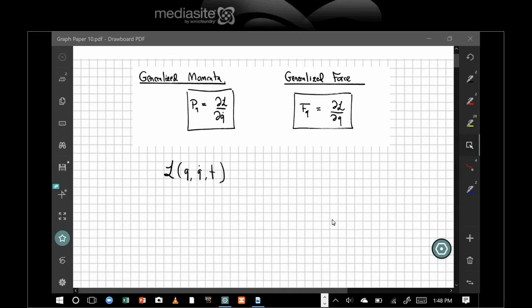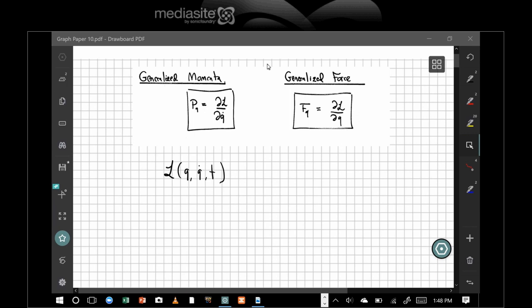I'd like to talk about today generalized momenta, generalized force, and the concept of a cyclic coordinate. So what we're going to do is, using our Lagrangian formalism, define a generalized force and generalized momentum. So these are the definitions. I'm going to define a generalized momentum, P sub q, as the partial of L with respect to q dot. And then I'm going to define a generalized force, F sub q, as the partial of L with respect to q. Okay.